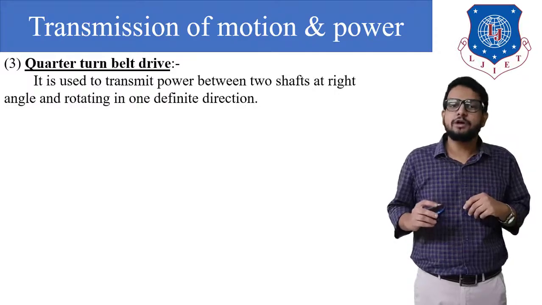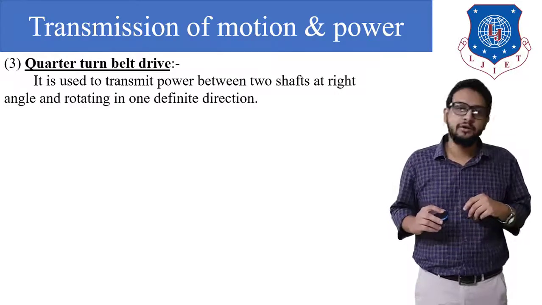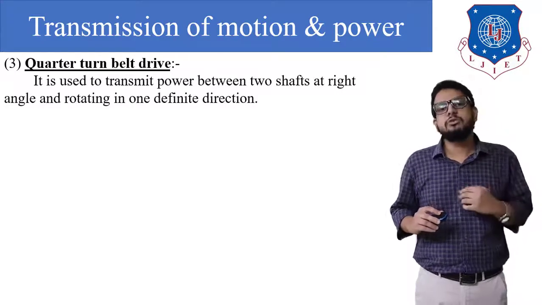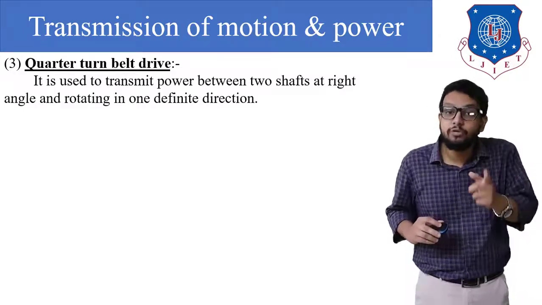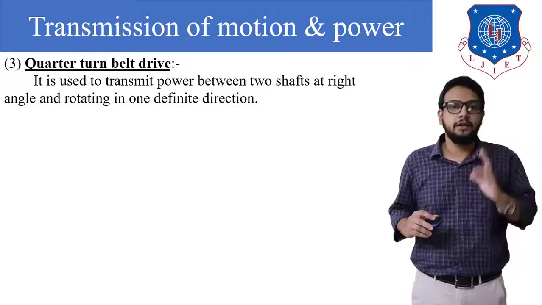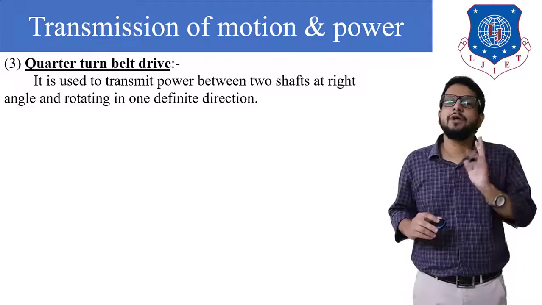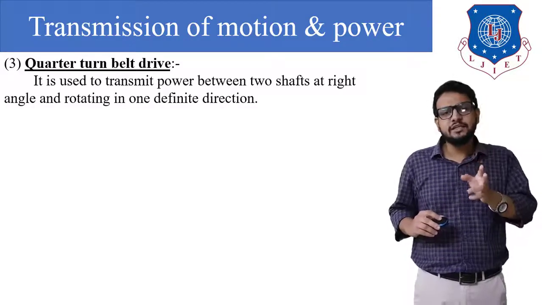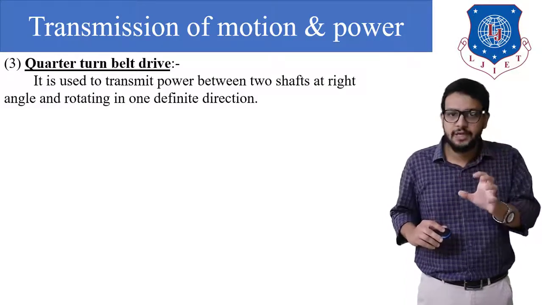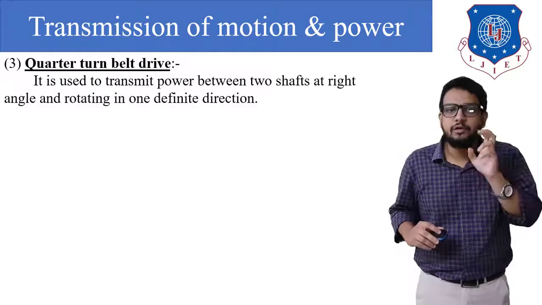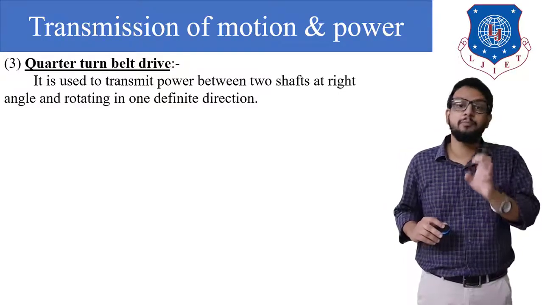Next type is a quarter turn belt drive. It is used to transmit power between two shafts which are perpendicular to each other, at right angle, and rotating in one definite direction. So in this case we would say the direction of rotation of both the shafts will be the same, but the shafts will be arranged perpendicular.